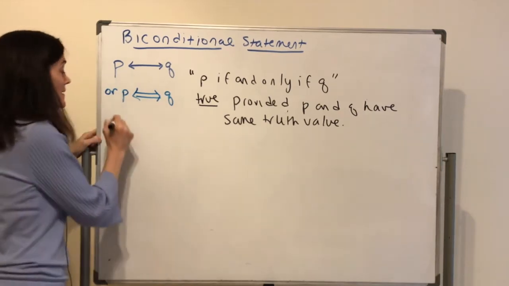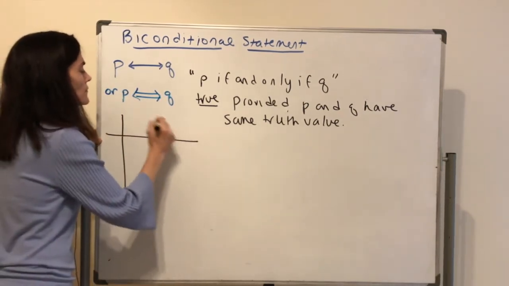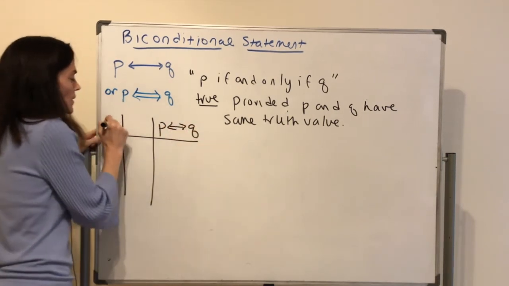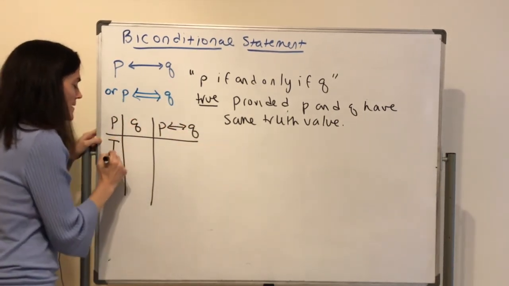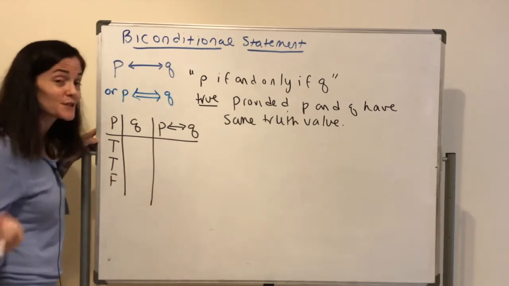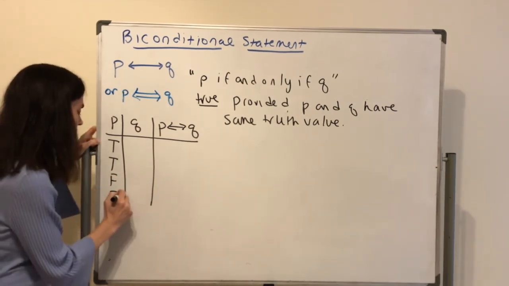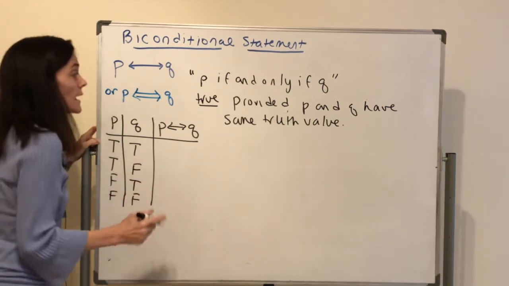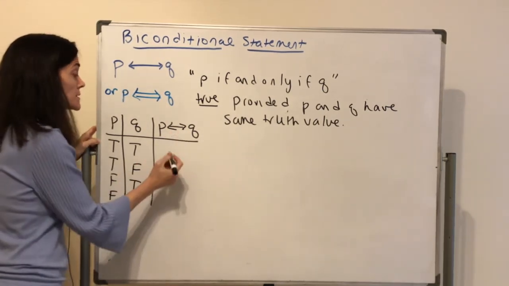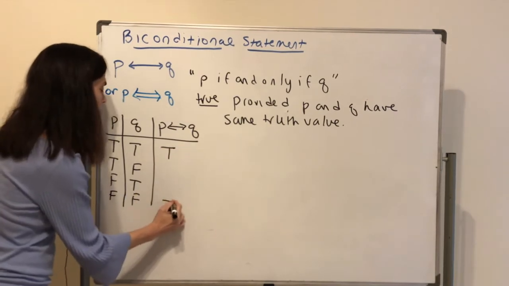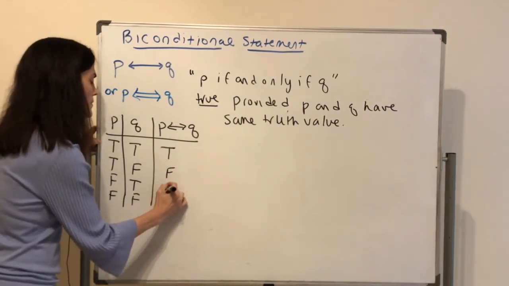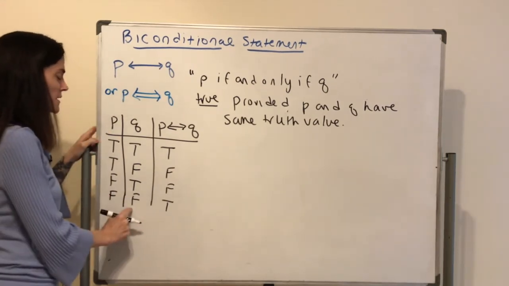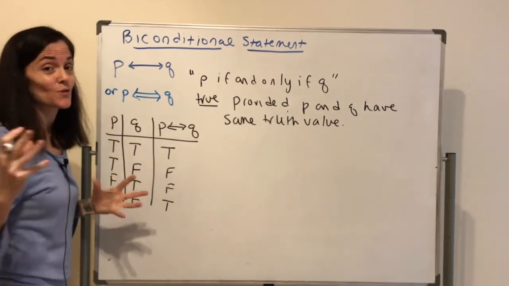If we think about a truth table for P if and only if Q, we have these four possibilities for the two input variables. And P if and only if Q is true only here and here. It means either both P and Q are true or both P and Q are false. They have the same truth value.